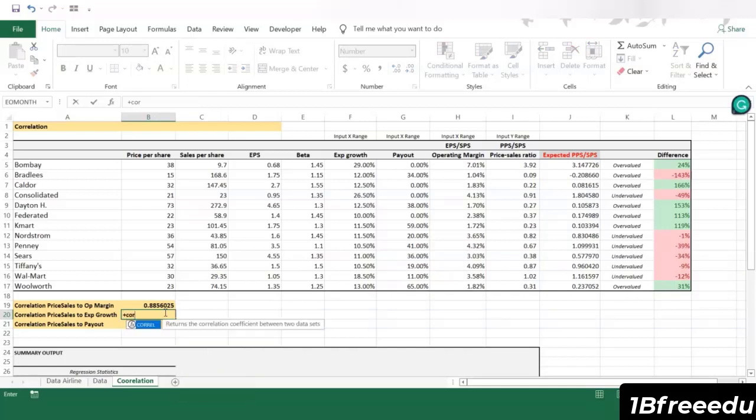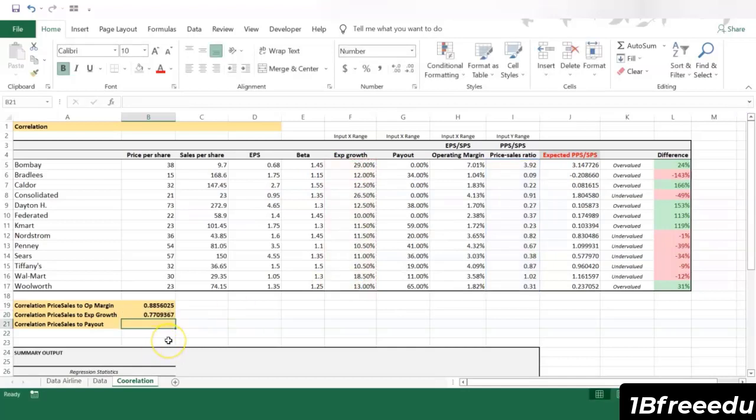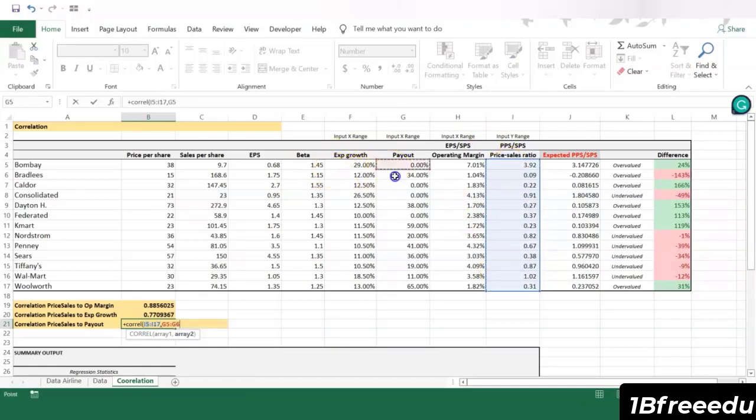We can use the same for price to sales to expected growth, and price to sales to payout ratio.